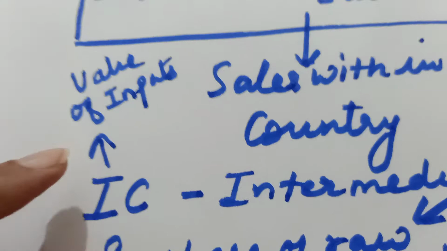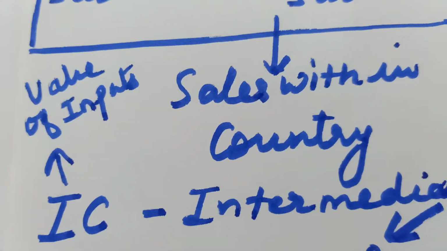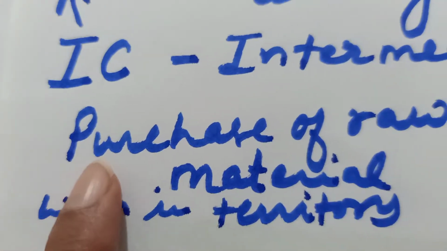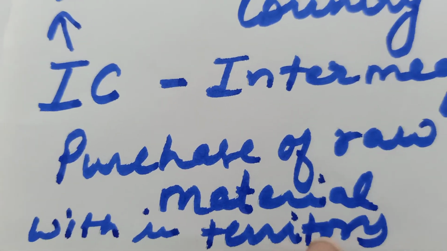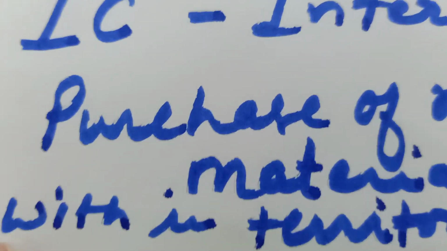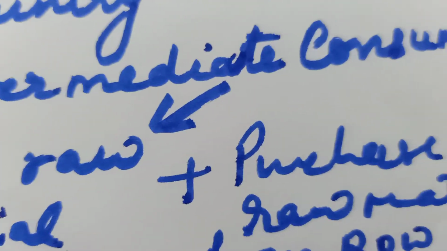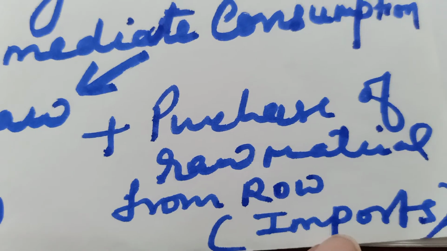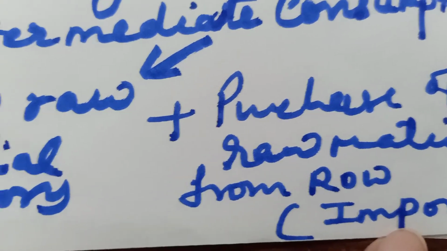Okay, so IC, value of input, is divided into two parts. Purchase of raw material within the domestic territory, we purchase within the domestic territory, and we purchase this raw material from rest of world, that is known as imports.